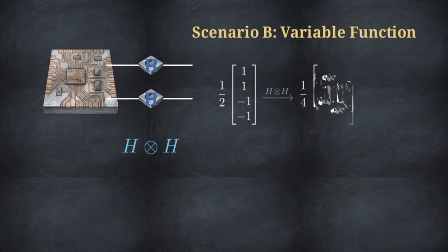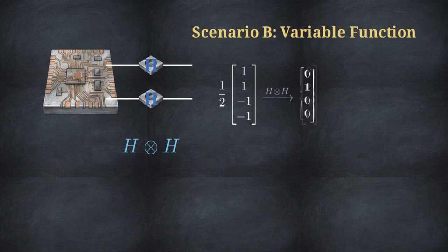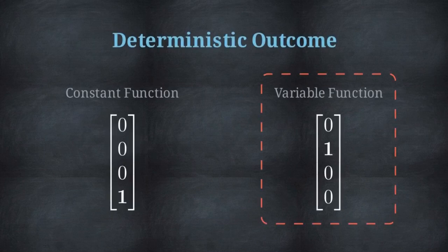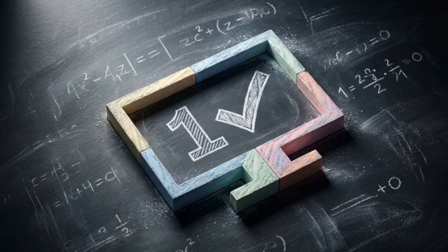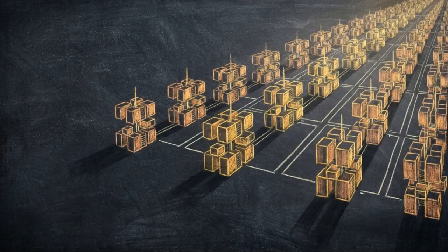But if the function was variable, the kicked-back negative phases cause destructive interference. The positive and negative amplitudes add together and cancel each other out to 0 everywhere except the 0-1 index. This destructive interference forces the system deterministically into the 0-1 state before a measurement even occurs. By reading solely the most significant bit of the final state, the function's global nature is resolved in exactly one query, demonstrating an algorithmic advantage that classical linear algebra cannot replicate.